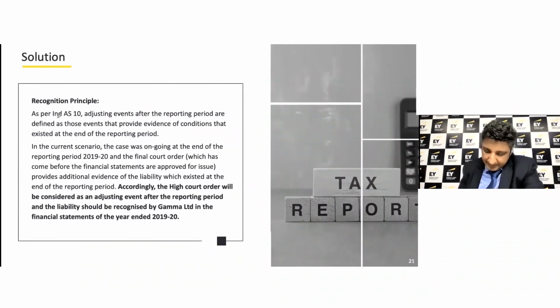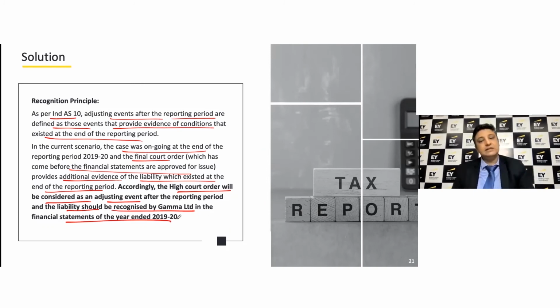It says that as per Ind AS 10, adjusting events are defined as those events that provide evidence of conditions that existed at the end of the reporting period, right? Since the case was ongoing and the order came before the approval of the financial statements, it suggests that the liability existed at the end of the reporting period, which actually means the order would be considered an adjusting event and the liability has to be recognized in the previous year itself. There is no exception to that part. Okay.